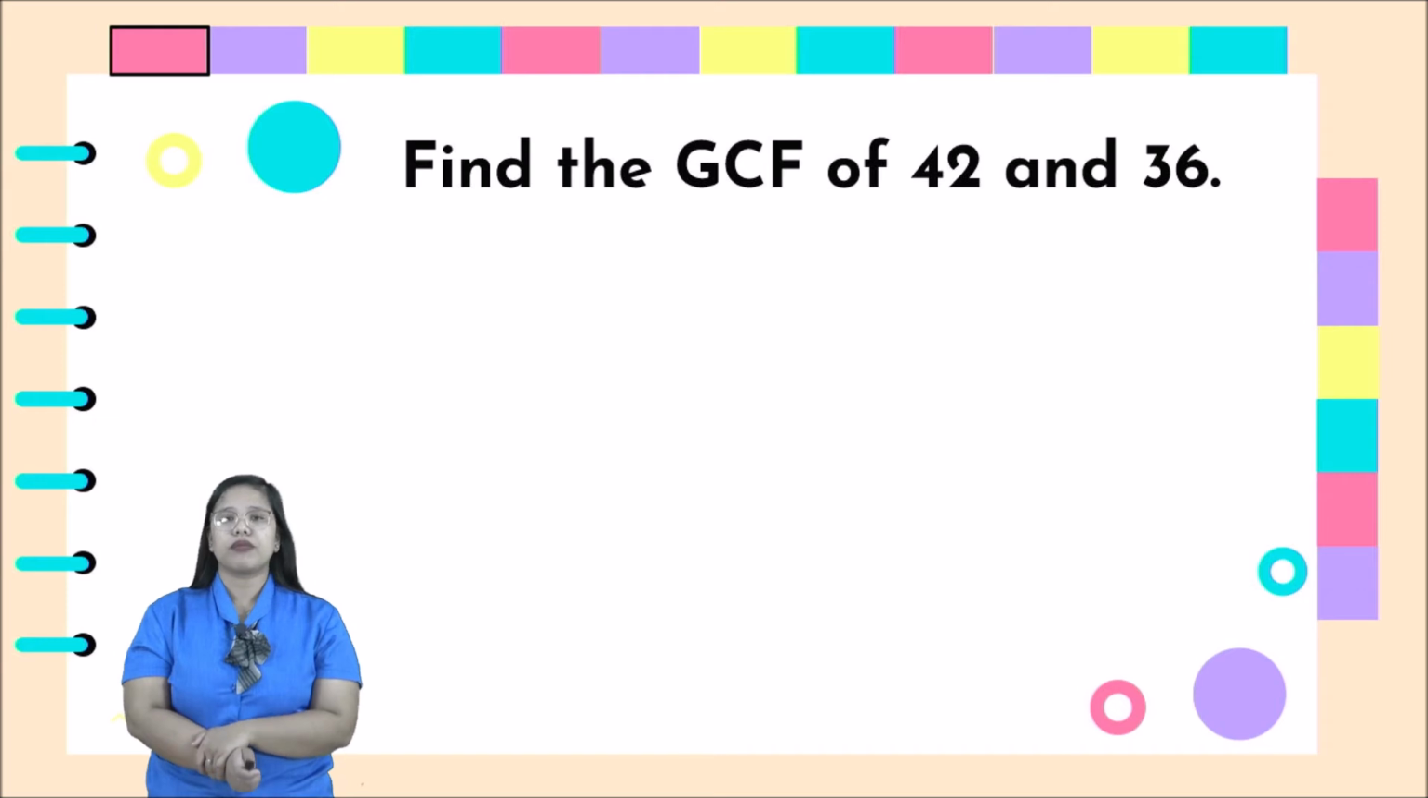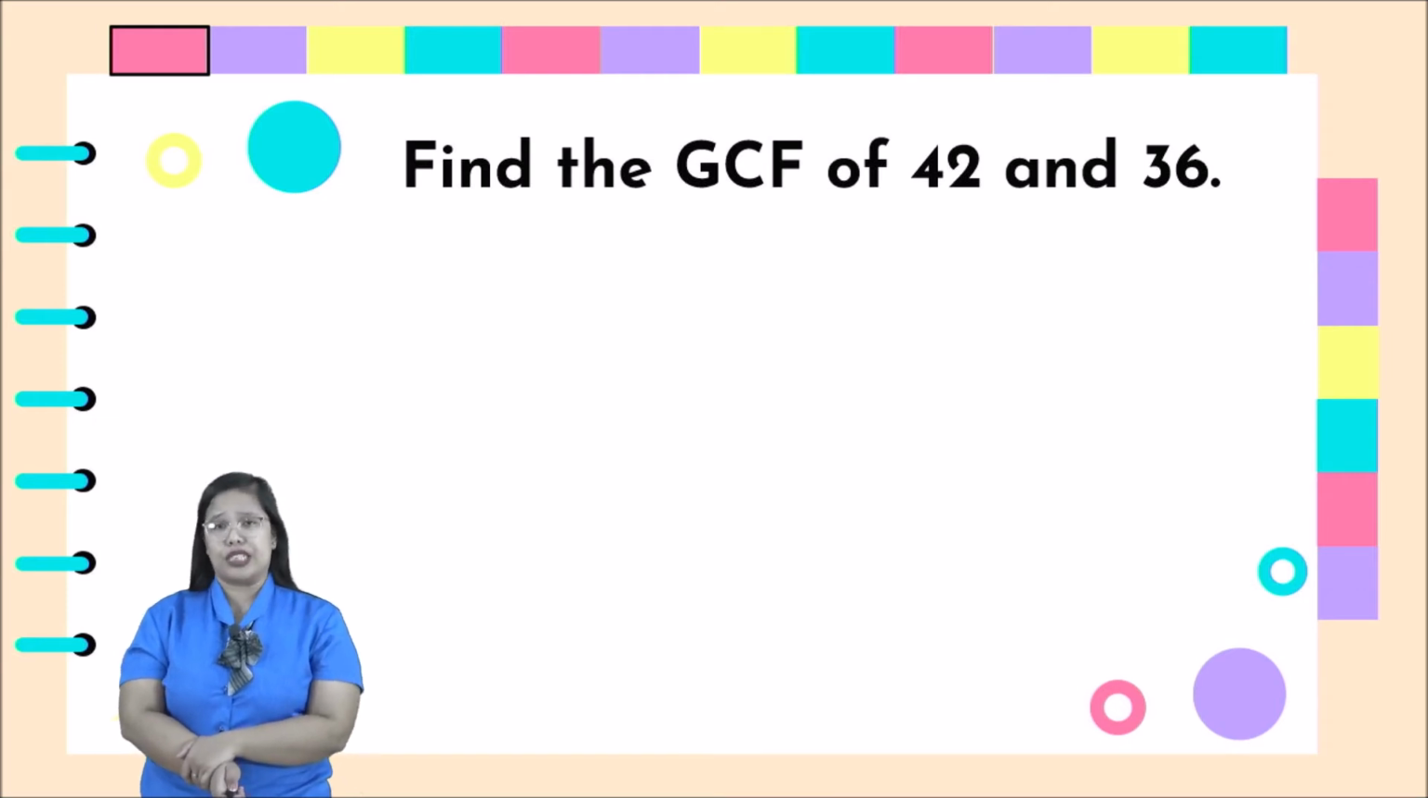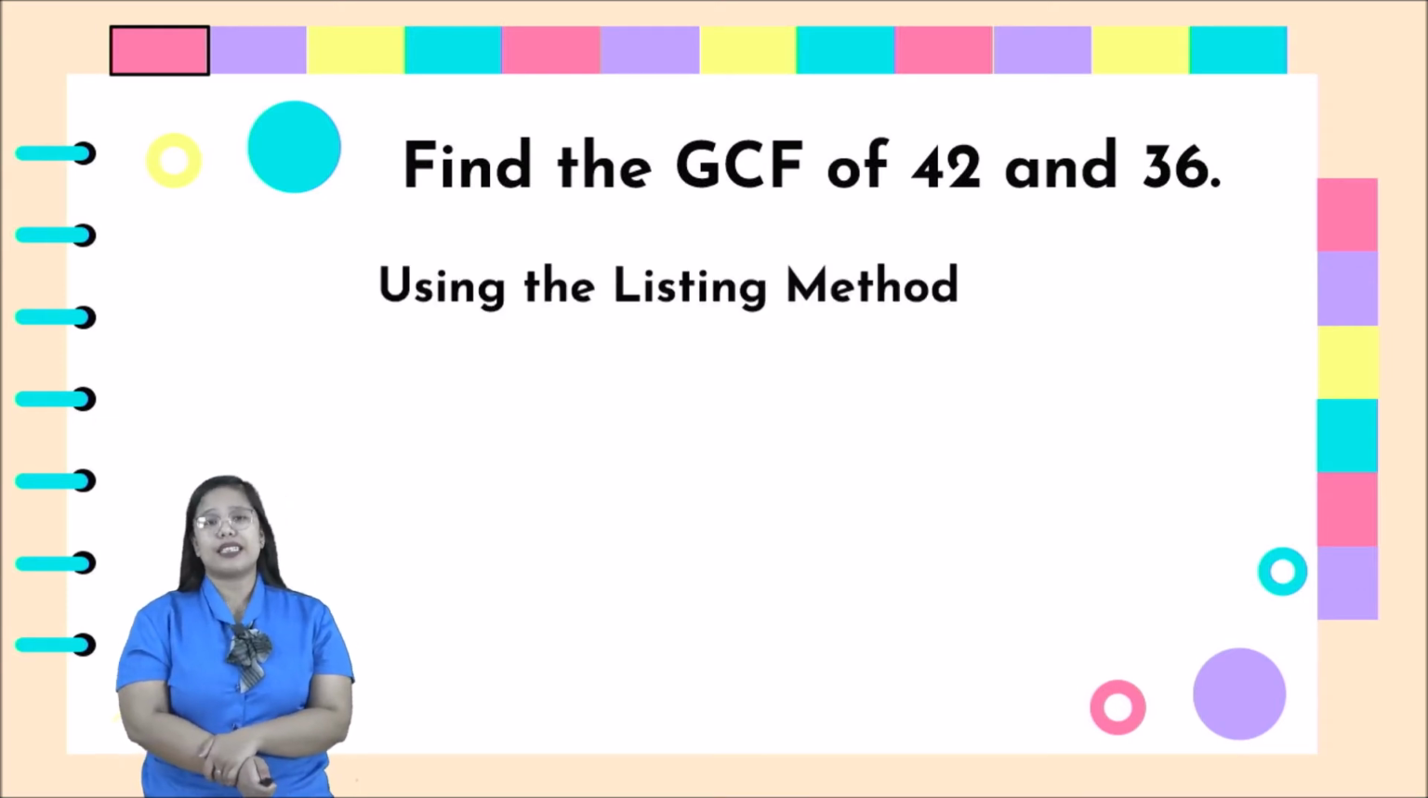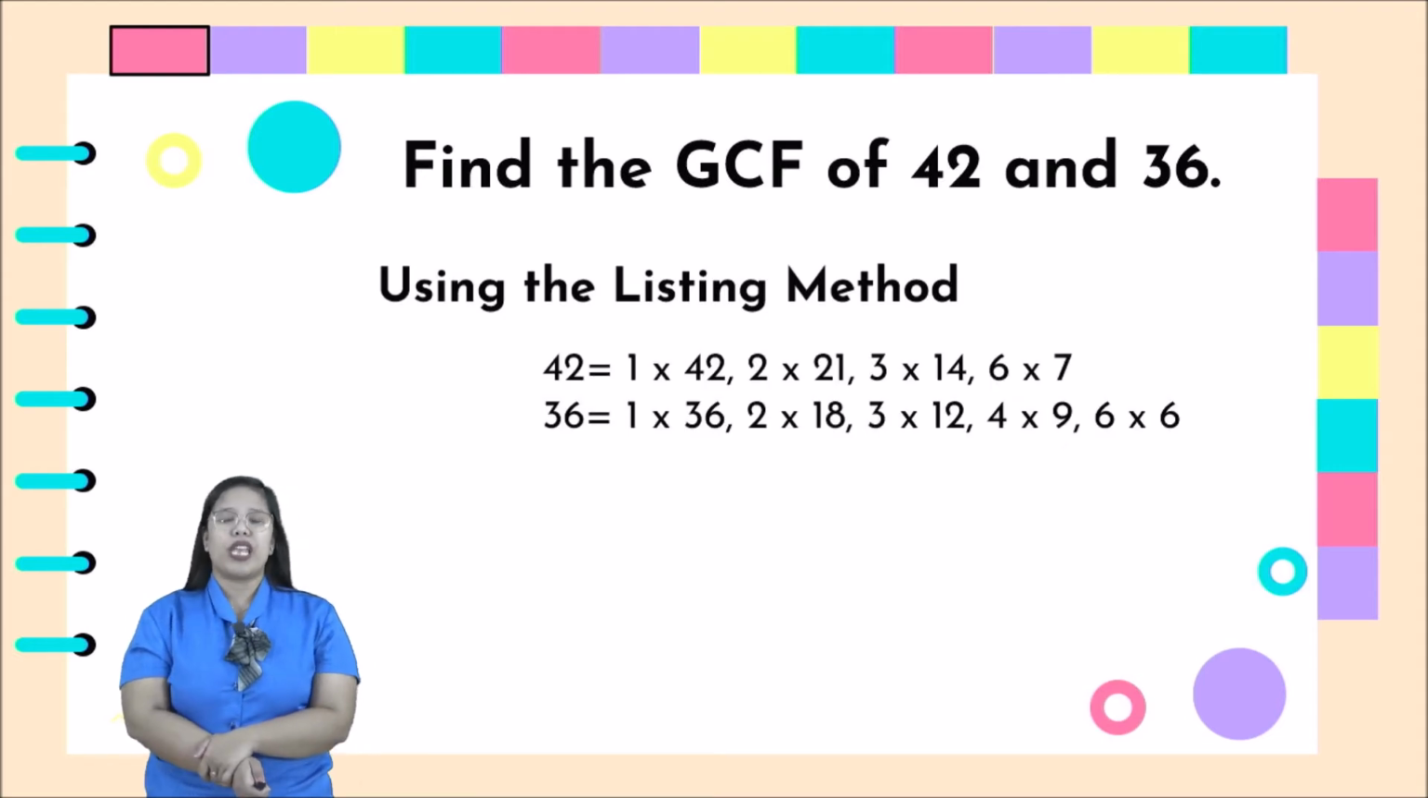Next one, we have 42 and 36. Again, using the listing method. So we have 42: 1 times 42, 2 times 21, 3 times 14, 6 times 7. All of them have a product of 42.